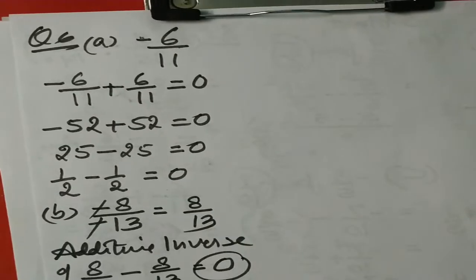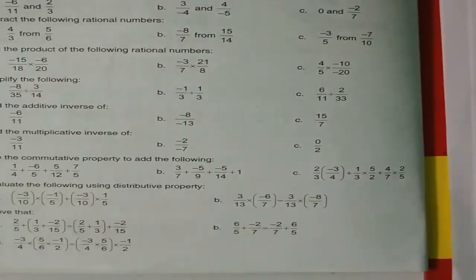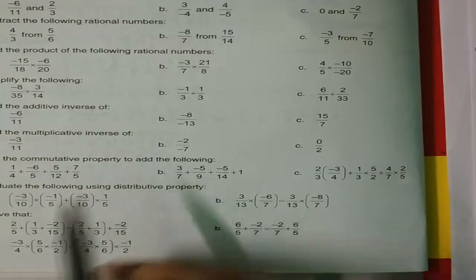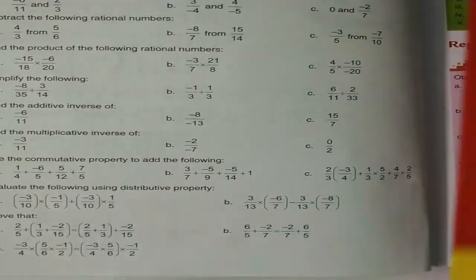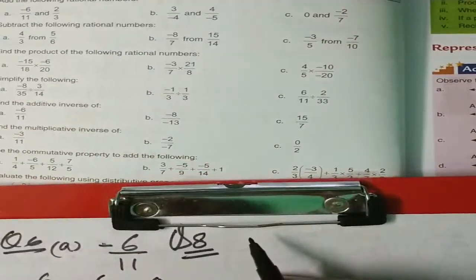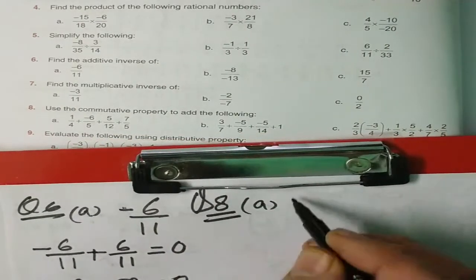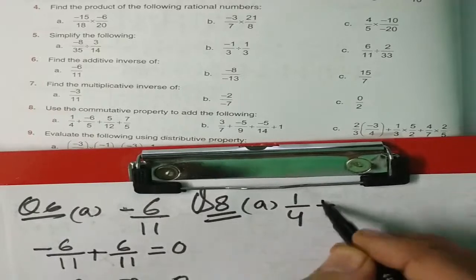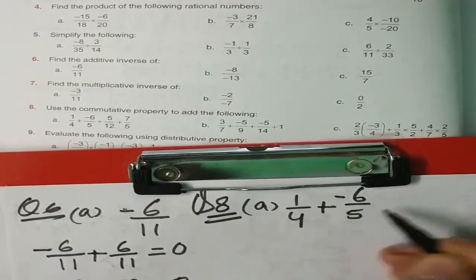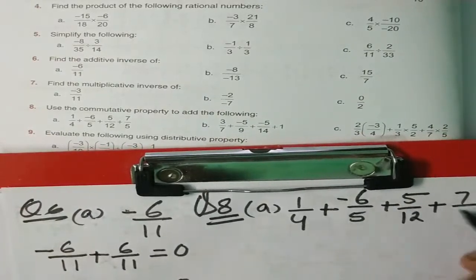And the next questions in your book, question number 8 onwards, you have to use property to add the following. So the first question, let's take question number 8. Use the commutative property to add. The question A is written 1 upon 4 plus minus 6 upon 5 plus 5 upon 12 and plus 7 upon 5.